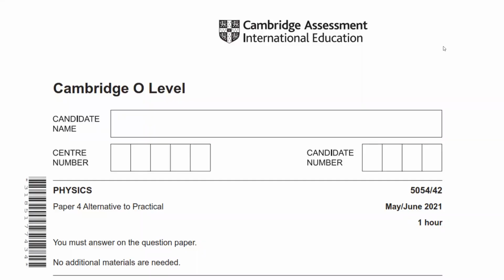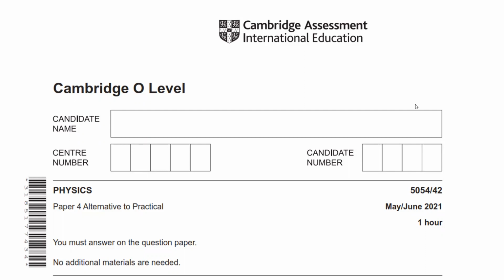Hello and welcome. This is Cambridge O-Level Physics paper number 4, alternate to practical. The subject code is 5054. This is the May-June 2021 exam, and this is variant 2 for this exam.